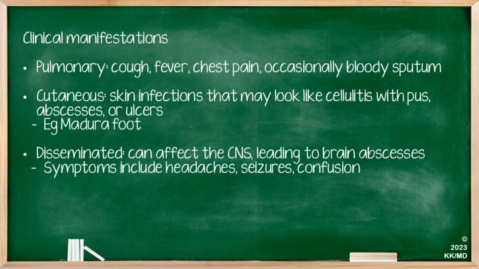The disseminated Nocardia can affect the CNS, leading to brain abscesses. And symptoms may include any abscess in the brain that you would probably be more familiar with, such as headaches, seizures, fluctuating GCS, and confusion.